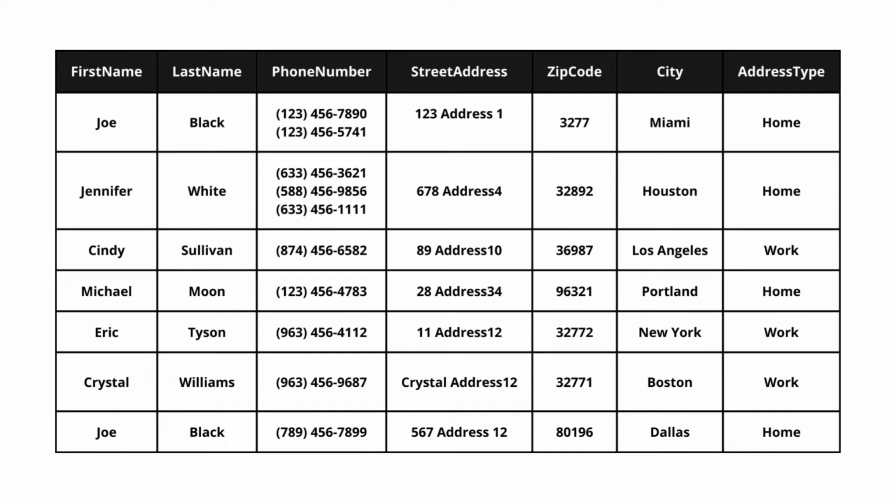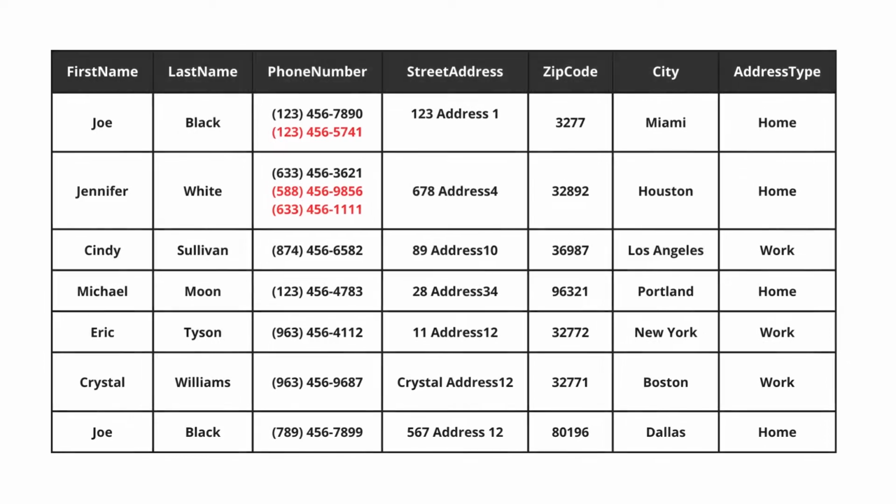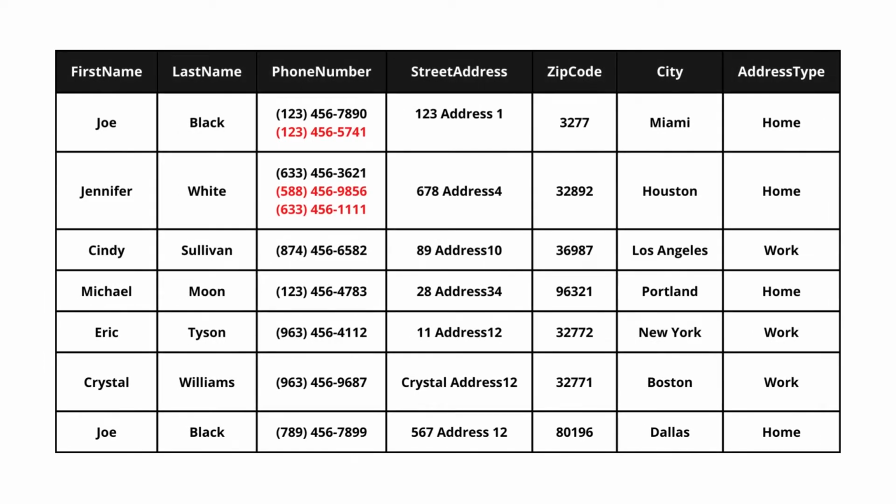If you look at this table, what catches your attention? I'll give you 5 seconds to think about it, and here you go. The phone numbers, right? Joe has 2 different phone numbers and Jennifer has 3 different phone numbers. They're all in the same column, in the same field, in the exact same record. This is what we call an atomicity issue, because these values could be broken in two.